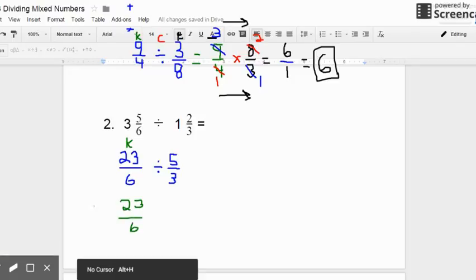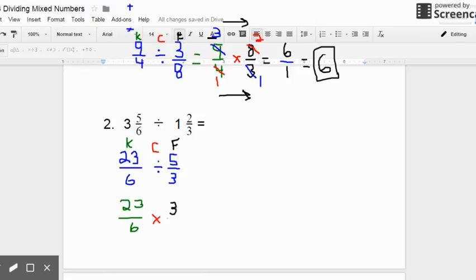And then we want to change. We want to change division to multiplication, just like we did when we were dividing fractions. And this one we want to flip. We want to flip the fraction around. So I get 3 over 5.